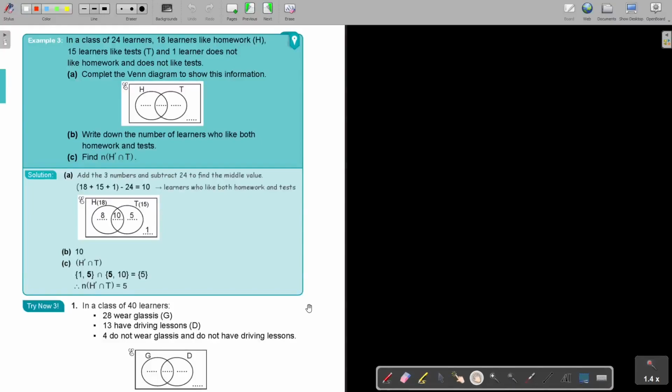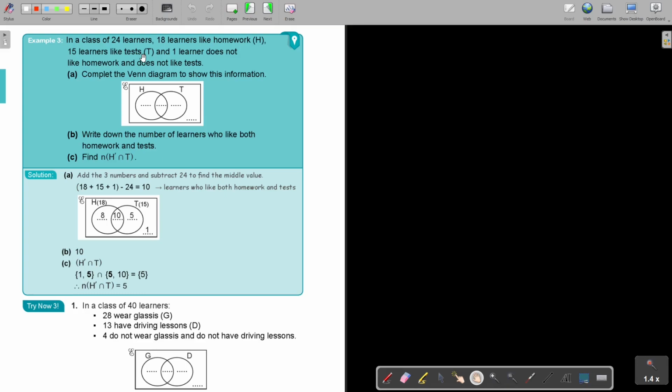Sets. Exam examples part 2. Let's continue with example 3. In a class of 24 learners, 18 learners like homework, 15 learners like tests, and 1 learner does not like homework and does not like tests. Complete the Venn diagram to show this information.